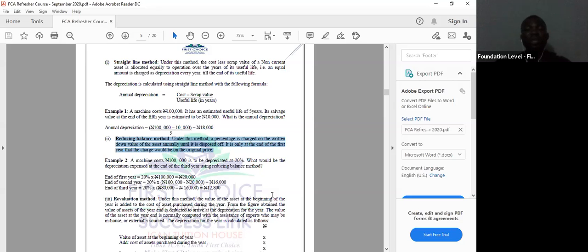Net book value is what? Cost minus accumulated depreciation, or carrying amount minus depreciation for the year. Anyone you use, you are good to go. Now, accumulated depreciation is the depreciation that you have added over the years. Depreciation for the year is the depreciation that is being attached to that year.